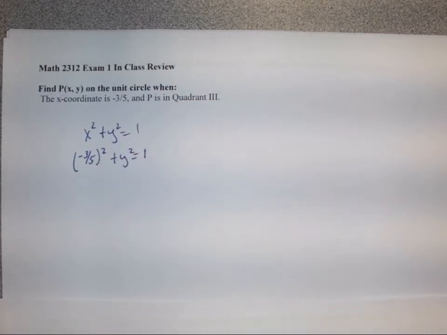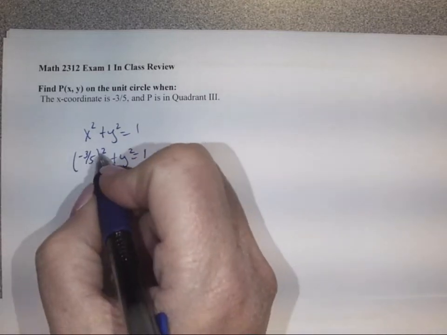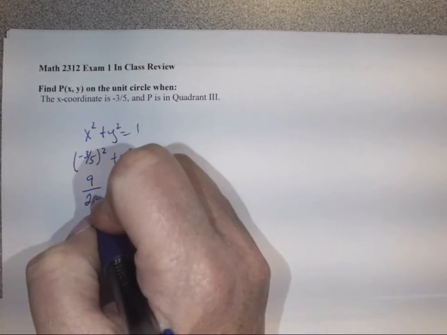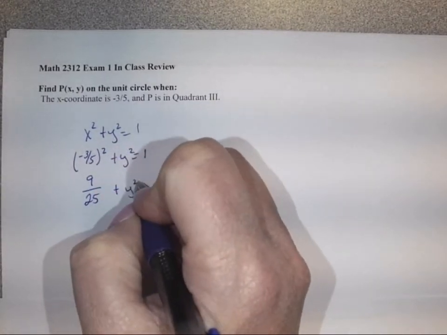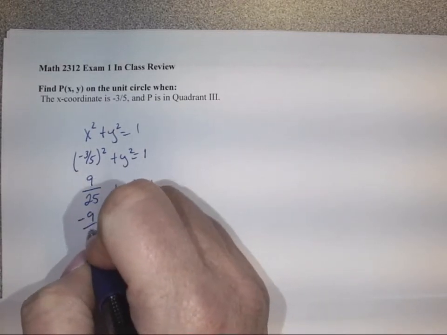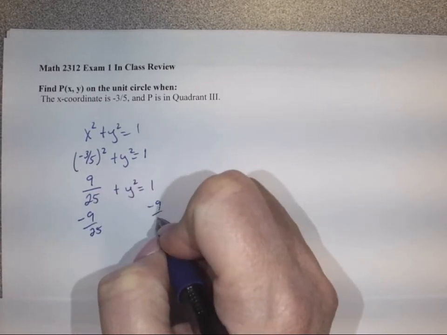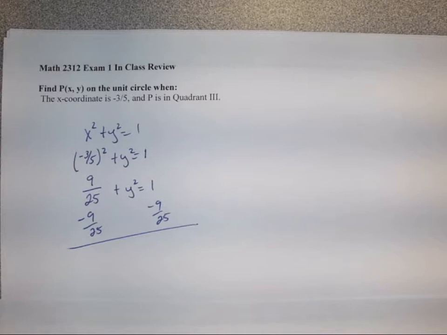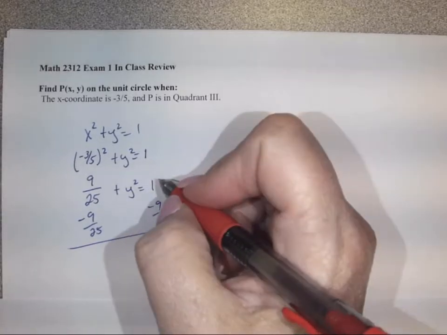Negative squared, when it's in parentheses, is always going to give you a positive. So (-3) squared will be 9 over 5 squared, which is 25, plus y squared is equal to 1. So we're solving for the y value. We're going to subtract our 9/25 over. And to make it easier, we are going to switch our 1.